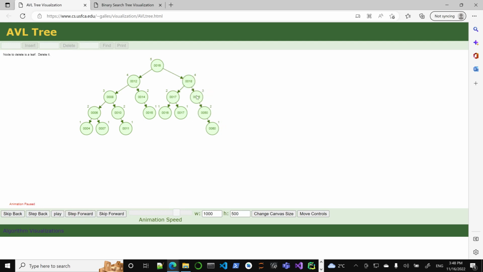Deletion. So there's imbalance at 45. Right side is height 2. Left side is height 0. So we need to fix it. So 50 will move up, 45 will move down, 60 will stay to the right side. So single rotation, like I just said. Pretty nice rotation. And we are done. Do we have any problems here? No, nothing broke. We don't need to check height.